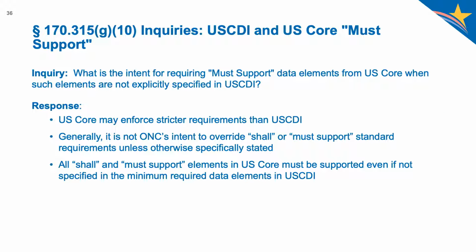Okay, so this one is about US CDI and US Core must support requirements. The inquiry is, what is the intent for requiring must support data elements from US Core when such elements are not explicitly specified in US CDI? The response here is that US Core may enforce stricter requirements than US CDI. Generally, it is not ONC's intent to override shall or must support standard requirements unless otherwise specifically stated, and all shall and must support elements in US Core must be supported even if not specified in the minimum required data elements in US CDI. Next slide, please.